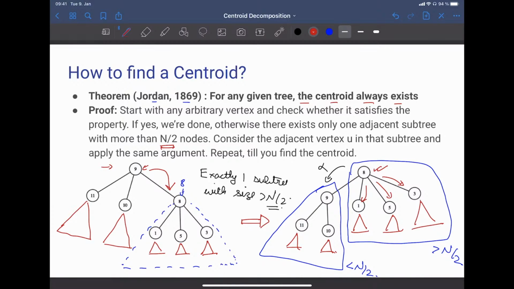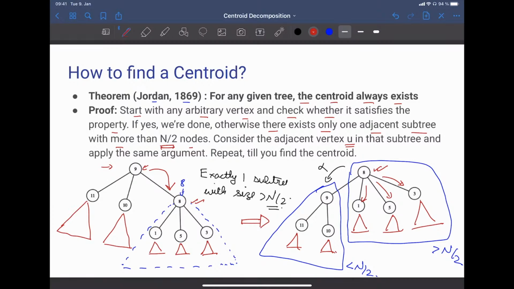Okay. So if you look at the official proof statement, it says that you start with any arbitrary vertex and check whether it satisfies the property of being a centroid. Suppose I started with vertex 9 and I checked whether vertex 9 is a centroid. If yes, then we are done. Otherwise, there exists only one adjacent subtree with more than n by 2 nodes. In this case, the adjacent subtree with more than n by 2 nodes was the subtree rooted at node 8. So then we consider the adjacent vertex u. In this case, the vertex u is vertex 8.